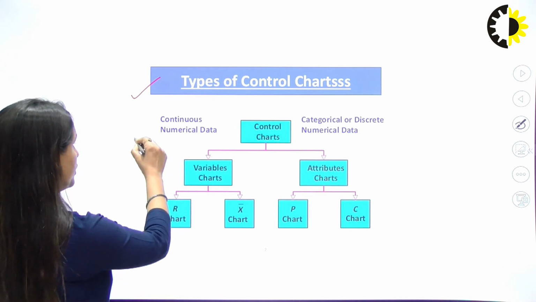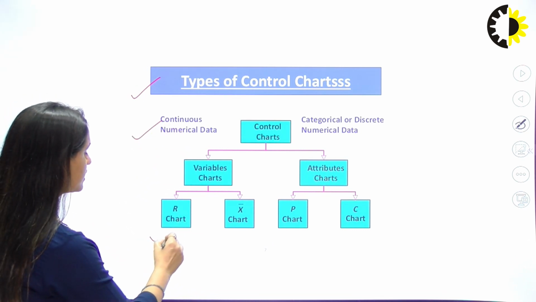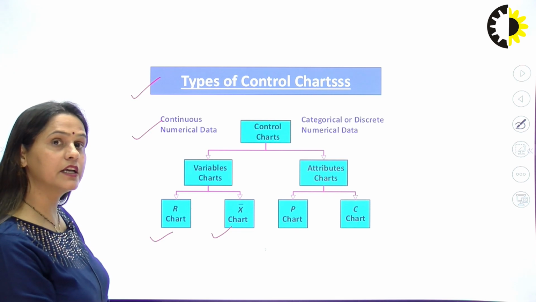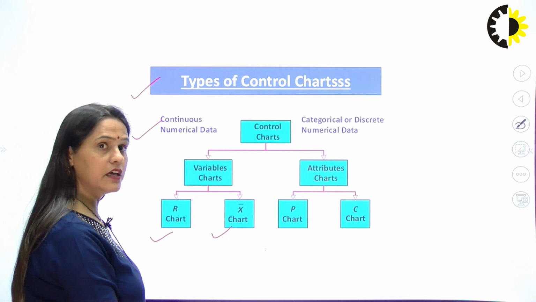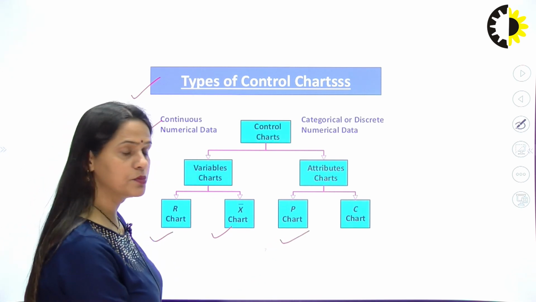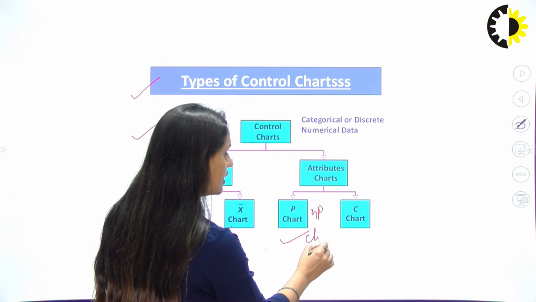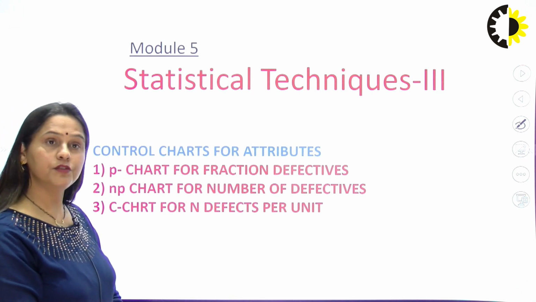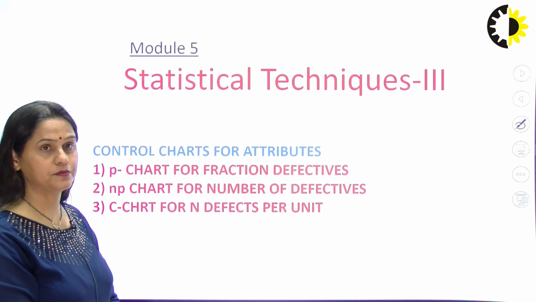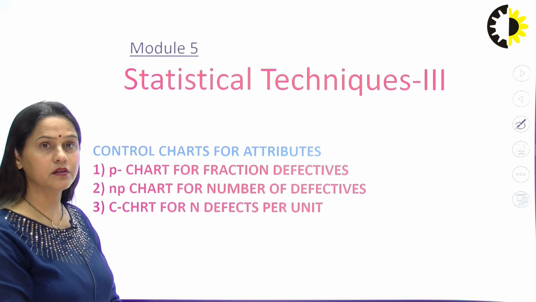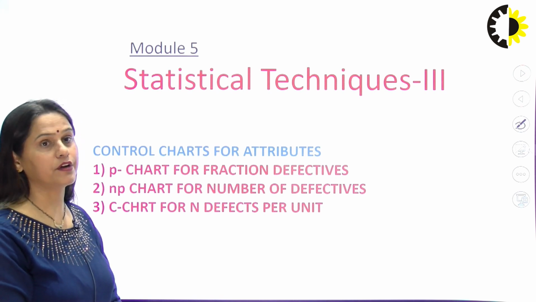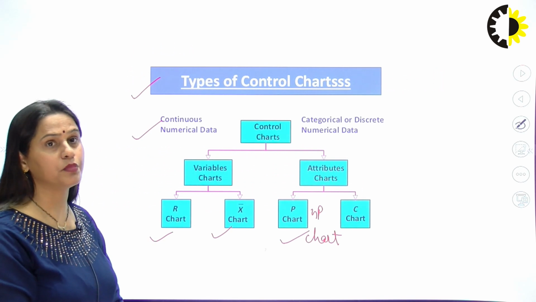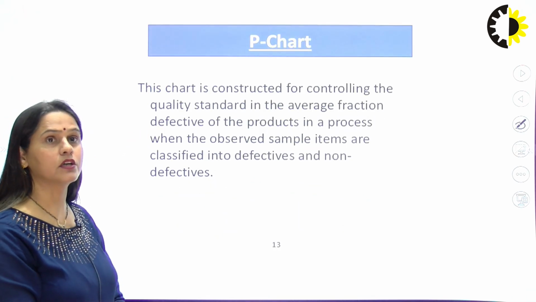If the data is continuous, then we use the R chart, which is also called the range chart, and the X bar chart, which is called the mean chart. And if the data is discrete numerical data, then we use attribute charts, and in that come the P chart, NP chart and C chart. Today we are going to discuss the P chart, which we use for fraction defectives, then the NP chart, which we use when the number of defectives is given to us, and then the C chart for number of defects per unit.